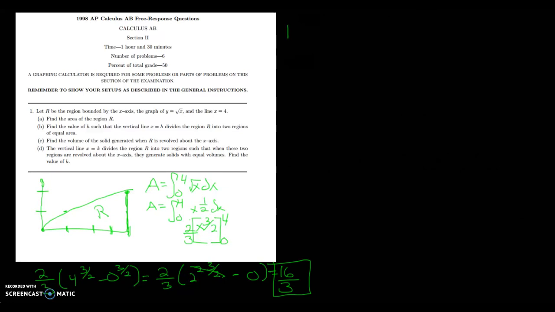Okay, part B says, find the value of h such that the vertical line x equals h divides the region R into two regions of equal area. So what you're going to do over here is 1/2 the area equals the integral from 0 to h of root x dx. So we know the area. The area is 16/3, so we're going to do 1/2 of 16/3 equals the integral of this. We're going to have to do it in terms of h because you're plugging in h.